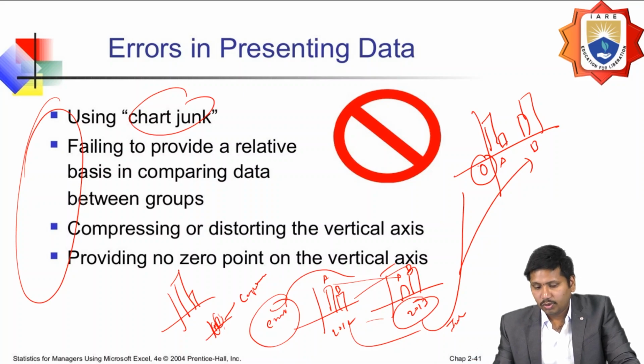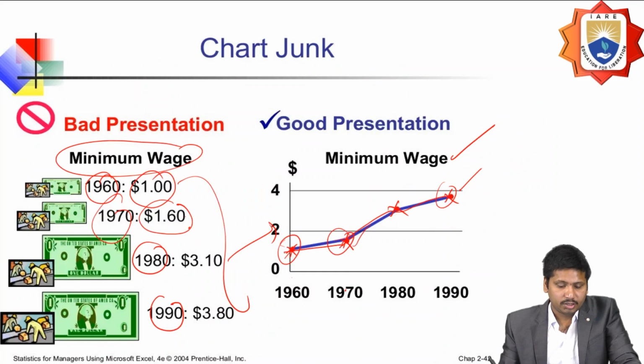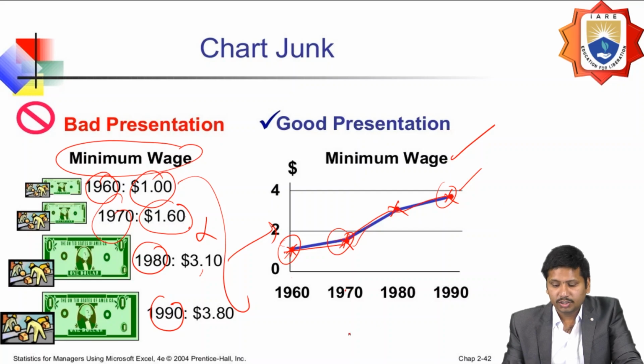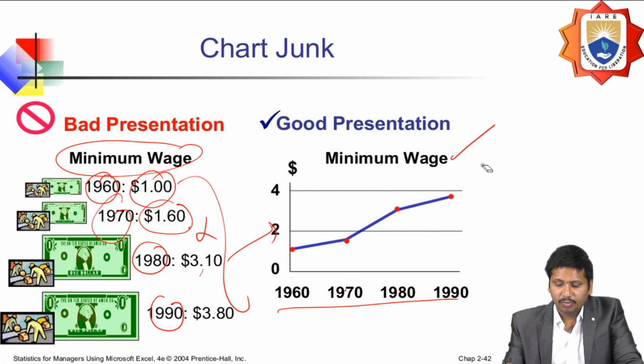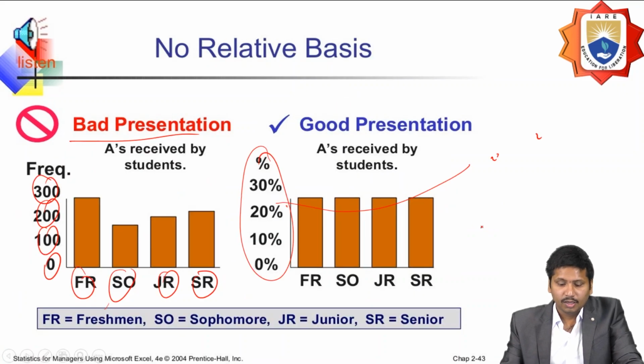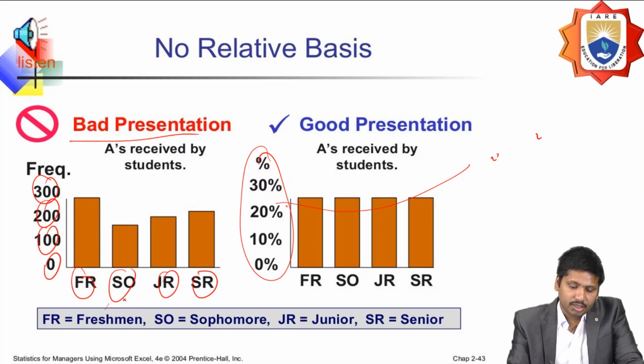In order to avoid that, I have suggested better and best representations here. Suppose I'm going to represent wage values, it should not be represented with diagrams, because by seeing this diagram it is difficult to judge what the value is, whether it is increasing or decreasing. So for better visualization I'm going to go for a line chart. By seeing this line, many people will understand that the wage values are increasing all the time. No relative basis is another kind of error, and this is overcome through other types of graphs. It's a similar graph, but the convention is changed.